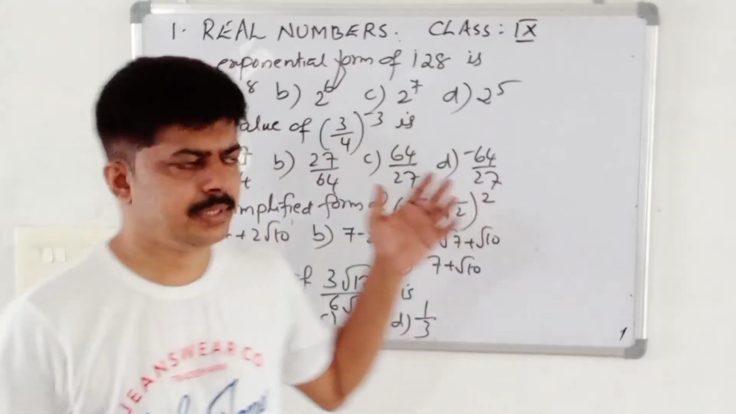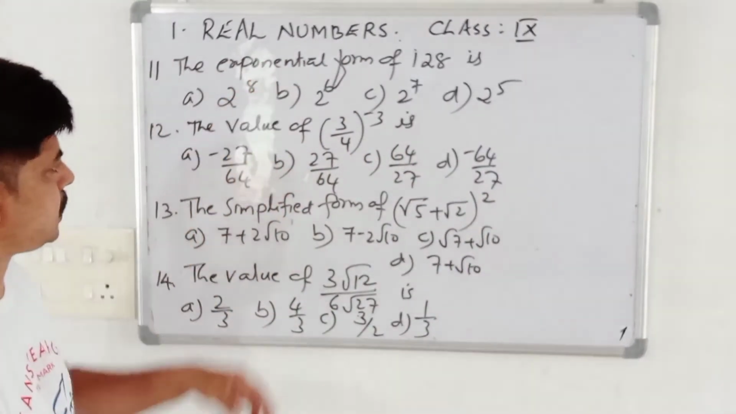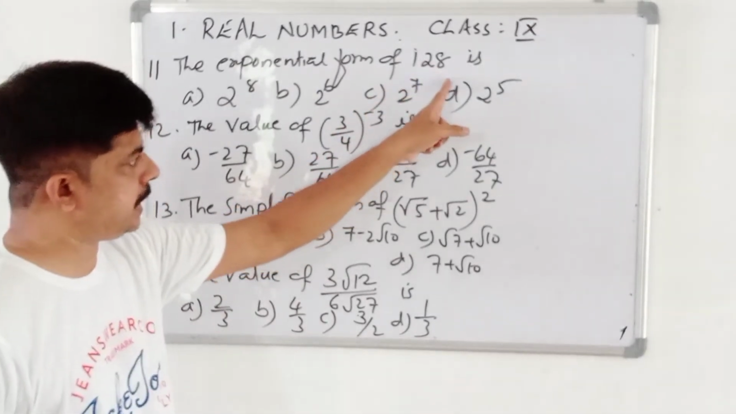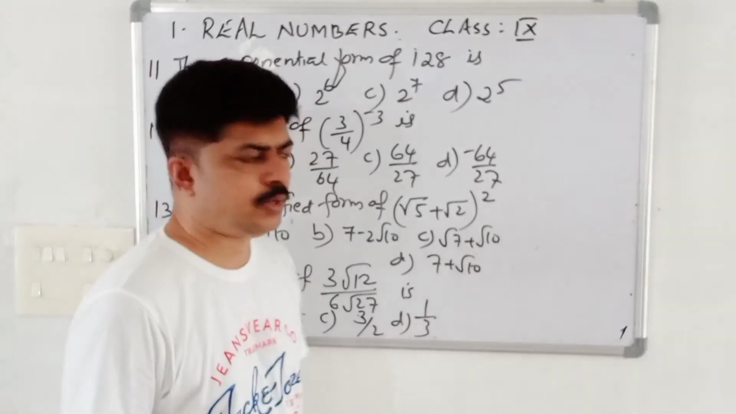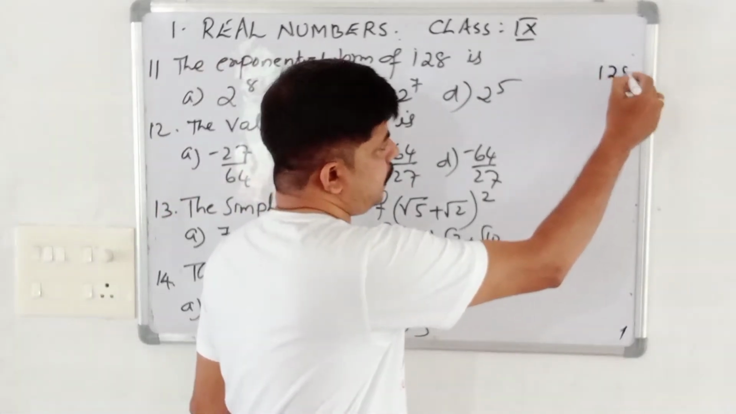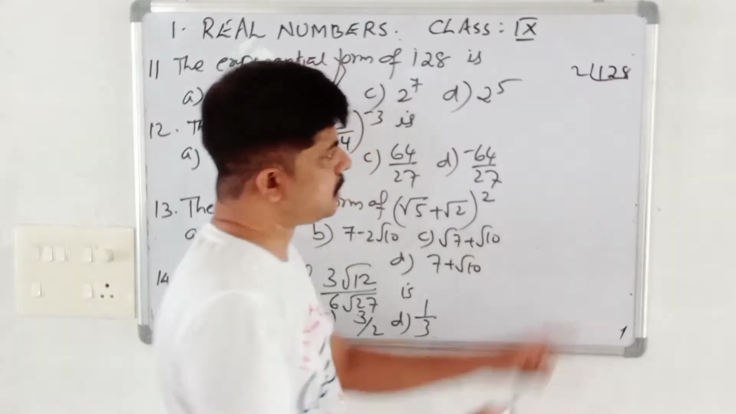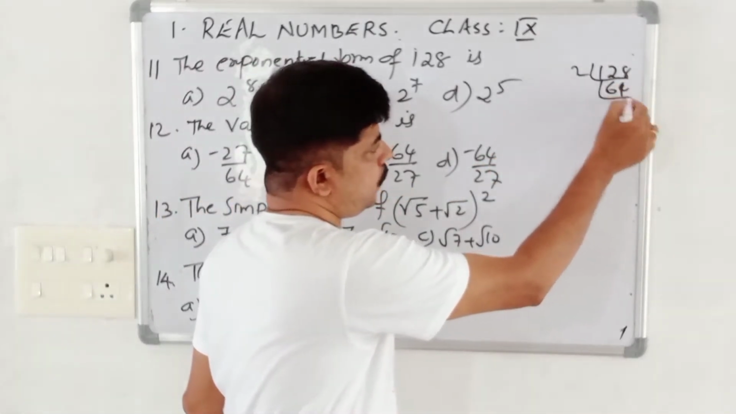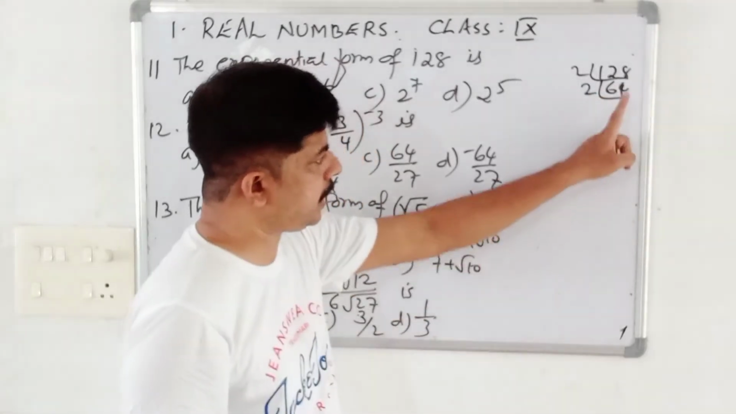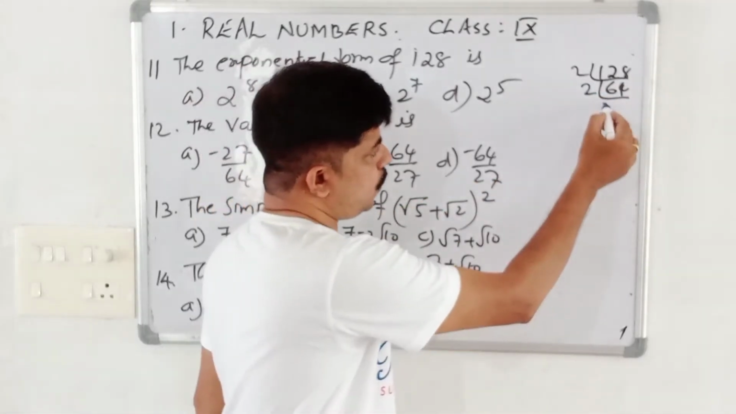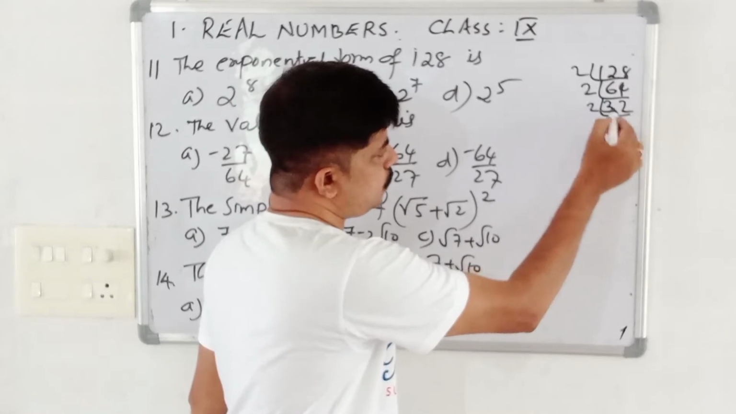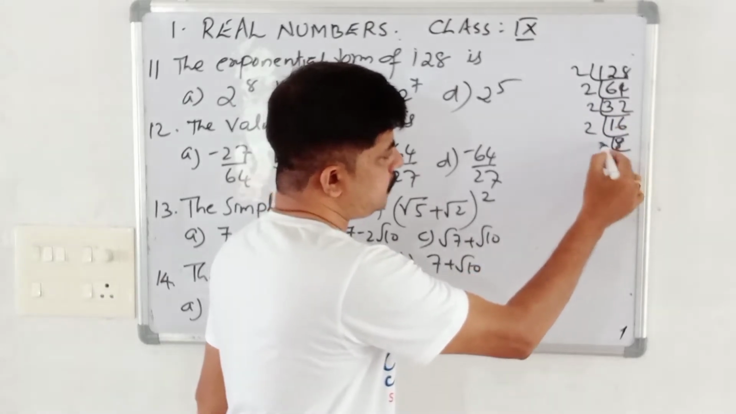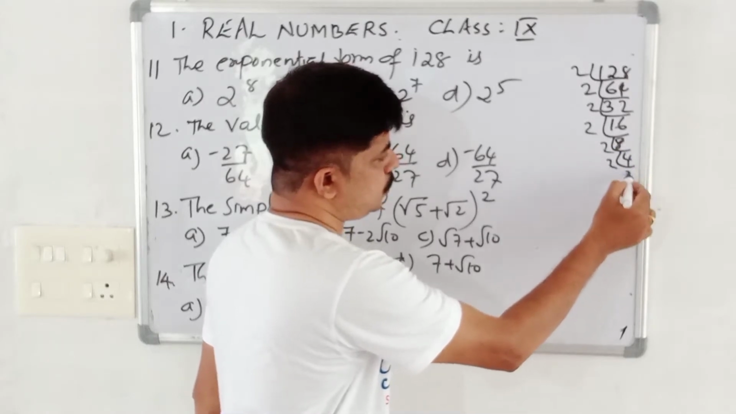Okay, moving to the next question. The exponential form of 128. We have to express it in power notation. While writing the exponential form of 128, we have to see how many times the prime factors occur. 2 times 64. Again this is divisible by 2. 2 times 32, 2 times 16, 2 times 8, 2 times 4, 2 times 2, 2 times 1.